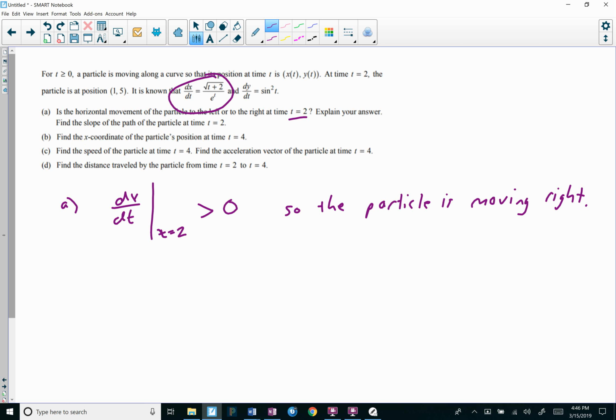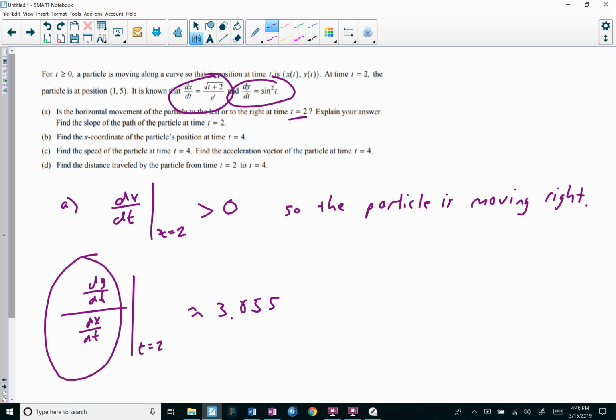And that part was 1 point. Now it also says find the slope at time t equals 2. Now remember the slope is dy/dt over dx/dt. So when dy/dt is divided by dx/dt, we're evaluating at t equals 2. We get approximately 3.055. That, believe it or not, is worth 2 points. One for knowing this relationship and one for the actual answer.